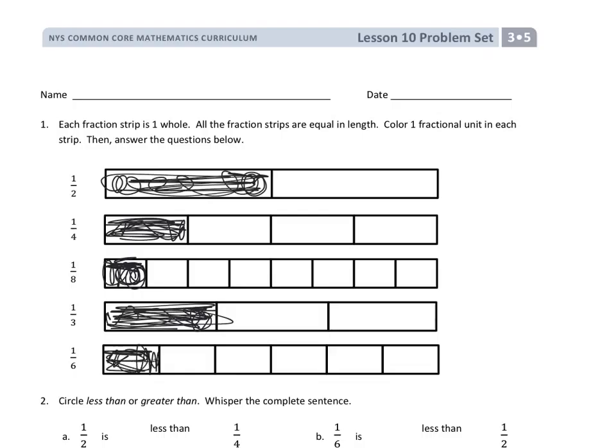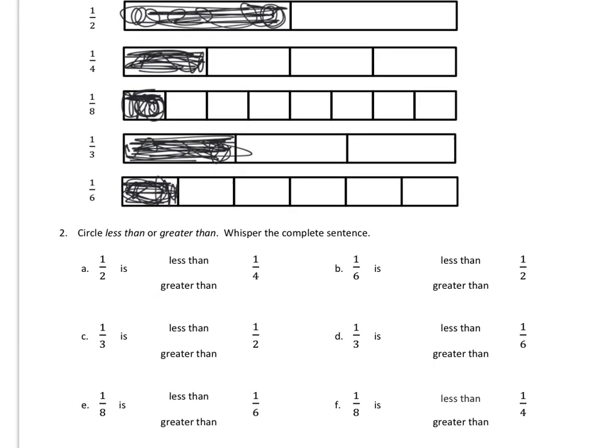You can already see, in a weird way, that 1/8 is actually smaller than 1/6. Because look how much smaller that piece is compared to this. Or of all these pieces, 1/2 is still the biggest piece. Alright, so we're going to scroll on down here. We've got all our pieces colored in.